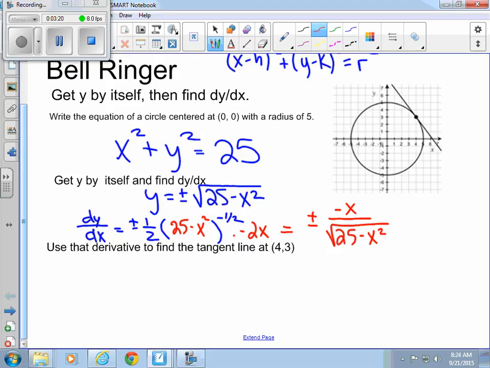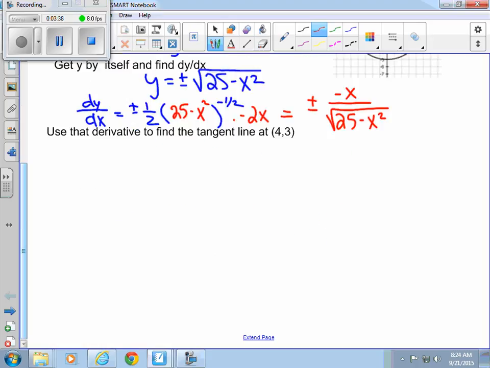Okay, so that's dy/dx. And would you all agree that was a pretty yucky derivative? Not the worst we've seen, but pretty yucky. Use that derivative to find the tangent line at 4, 3. So this is a review from yesterday. How do you find a tangent line? What are the 3 things you need?